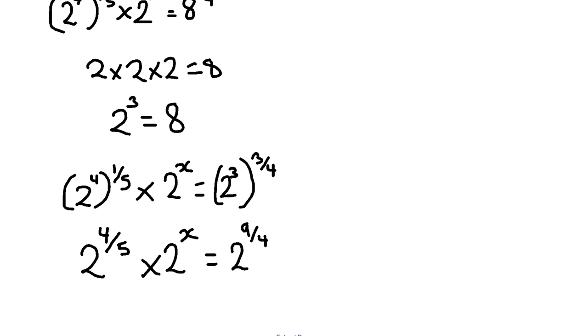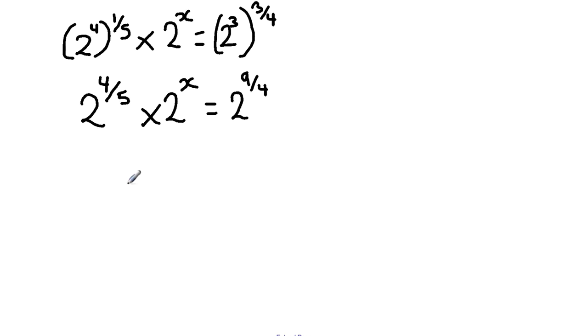So when the base numbers are the same and we are multiplying, we're going to add the powers together. So we should have effectively 2 raised to the power of 4 over 5 plus x equals 2 raised to the power of 9 over 4.